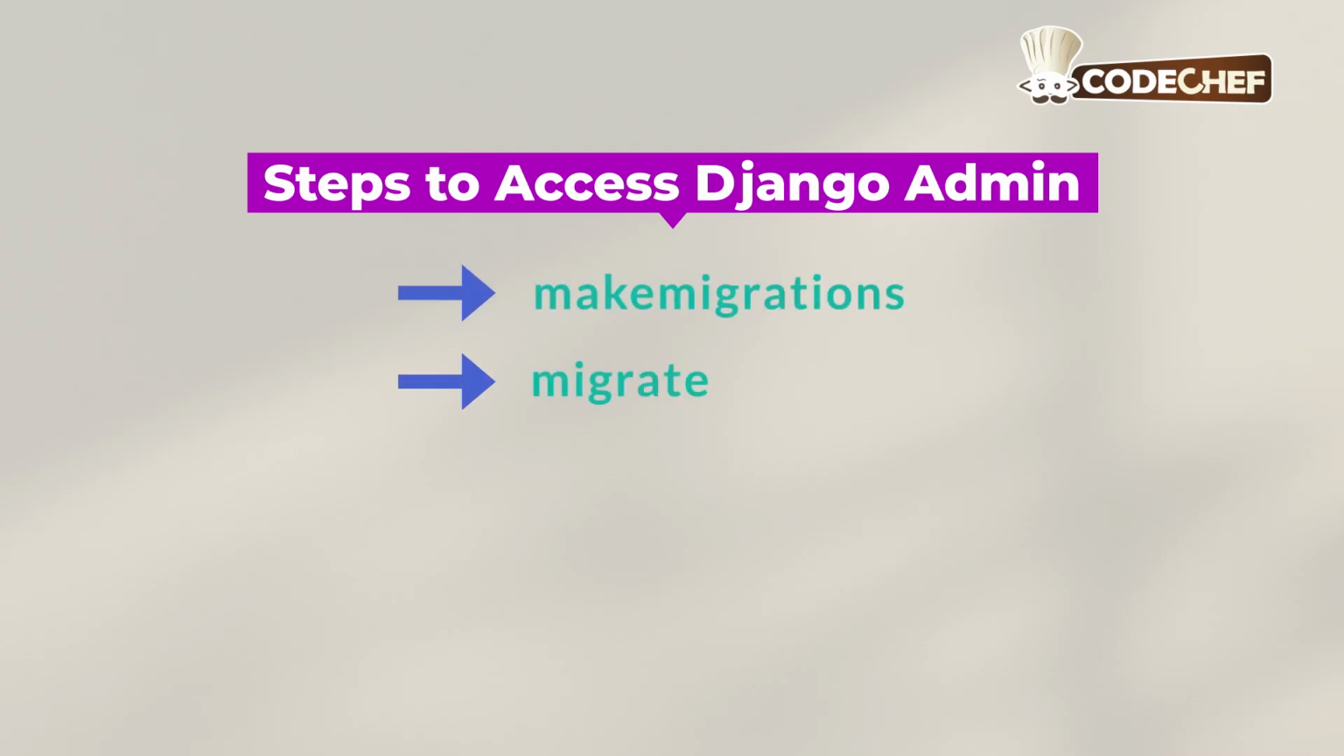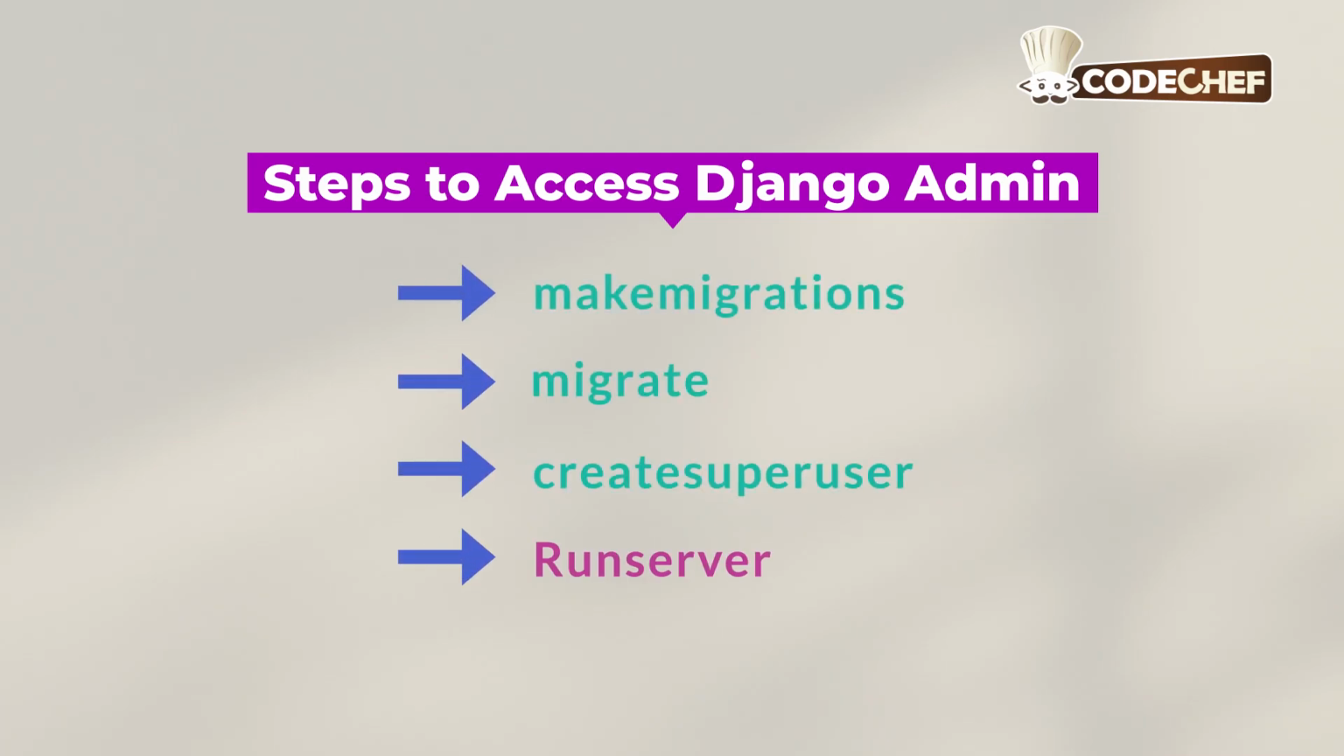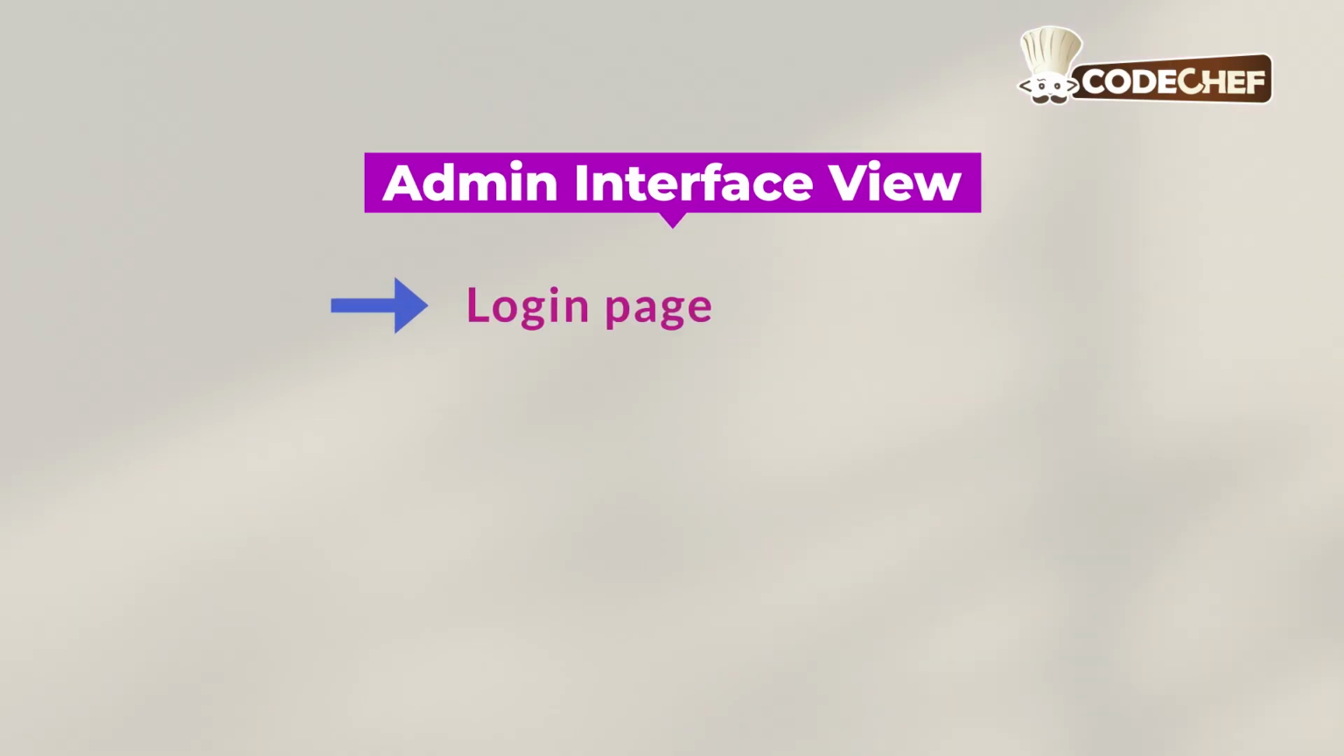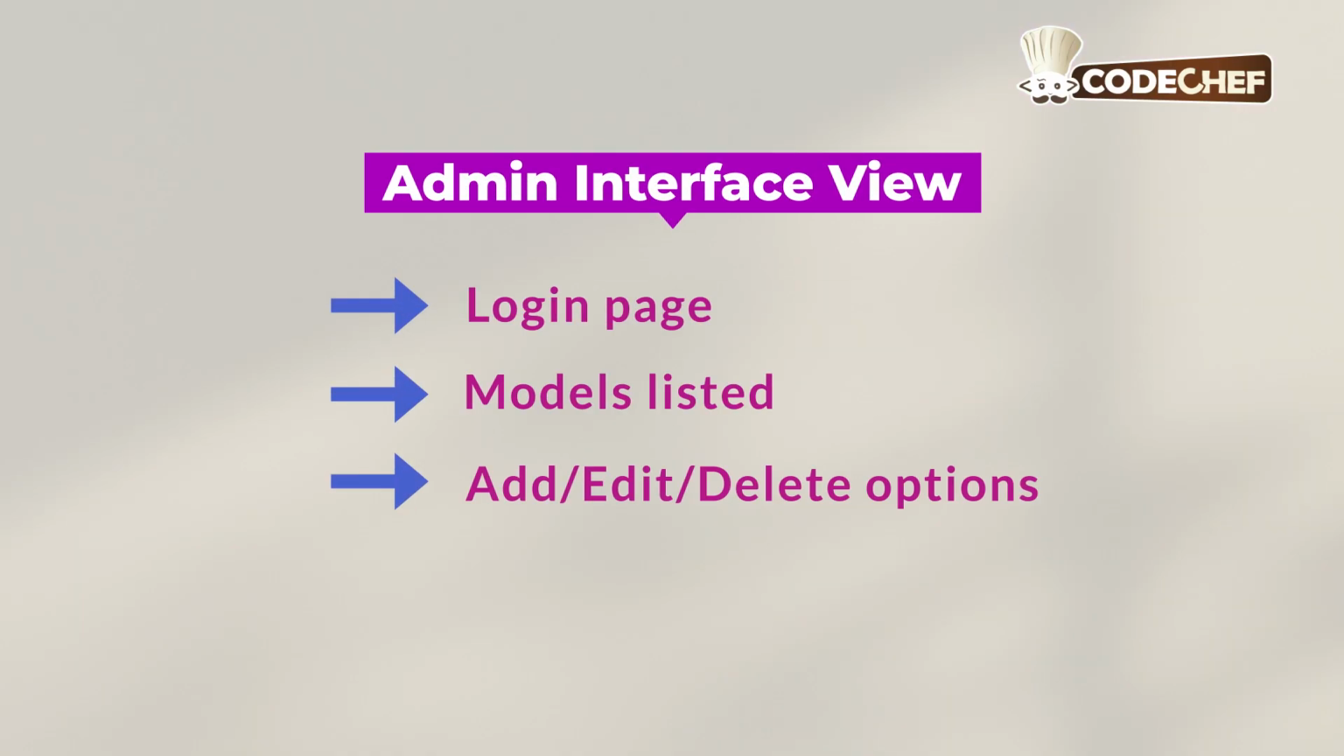Run the migrations, create a superuser, start the server, and open the admin page. So we'll see it all in action in a worked out example on the CodeChef platform. Now, after logging in, you can see all the models you have registered, and you can add new records, edit them, and delete them, all without writing any views or templates. So let's head over to the CodeChef platform and see this example in action.